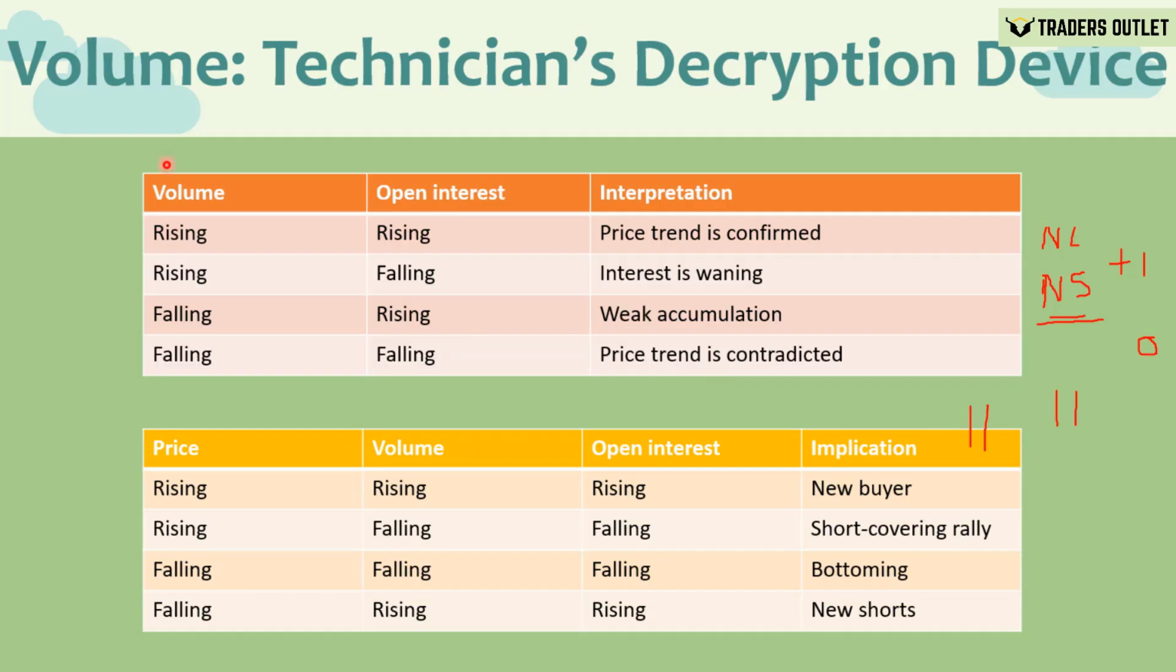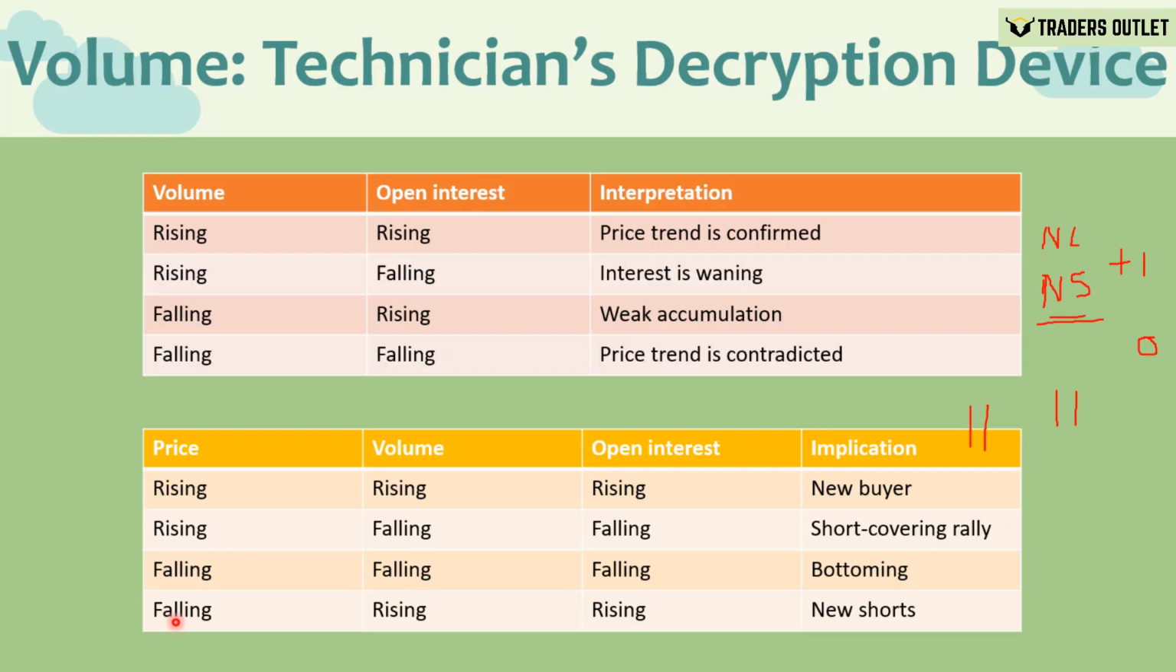Now, if we add in the third variable, price, and volume and open interest, then what it basically means is, when prices are rising, volume is also rising and open interest is also rising. That means there are new buyers coming in. Higher price, more buyers, more market participants, and more open positions. That means new buyers or new long positions.